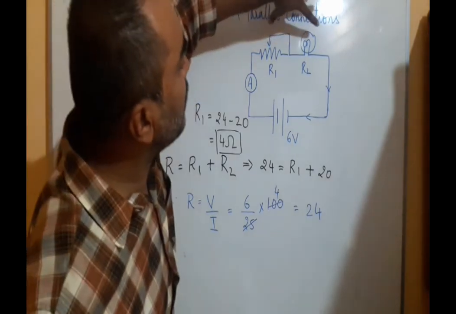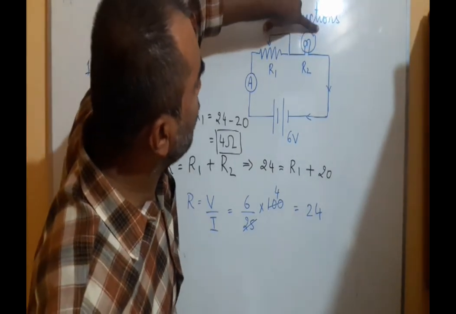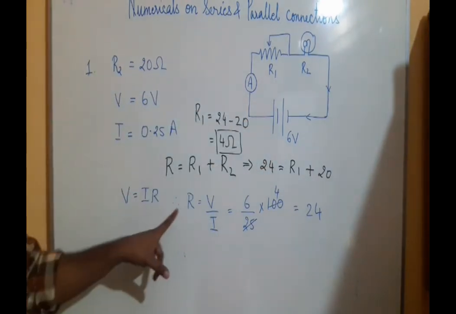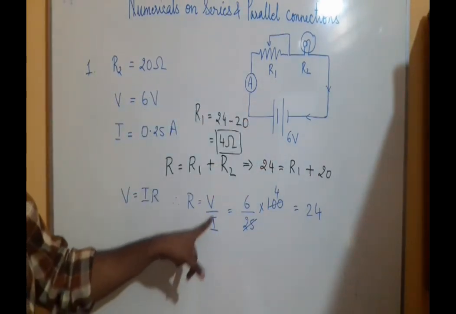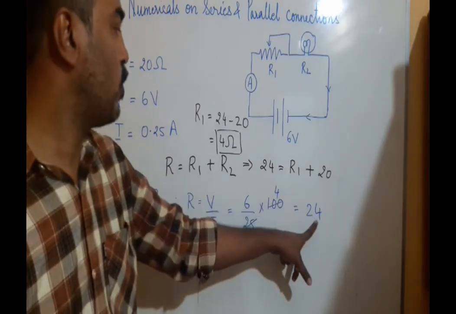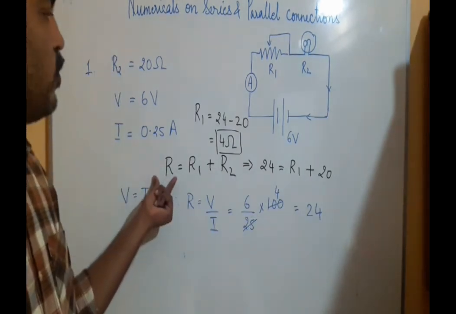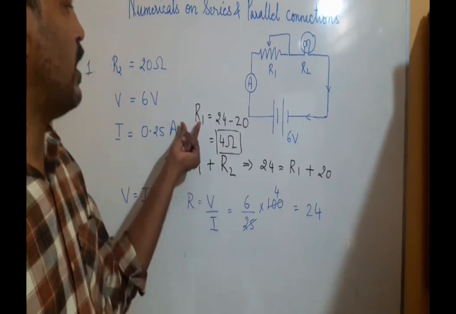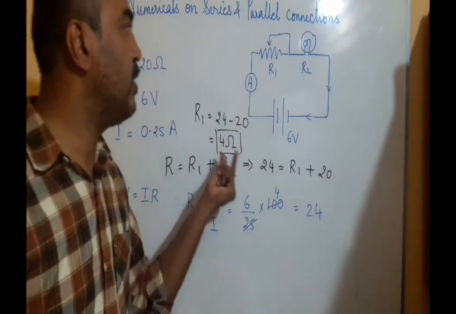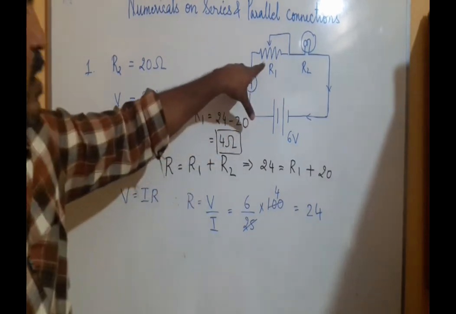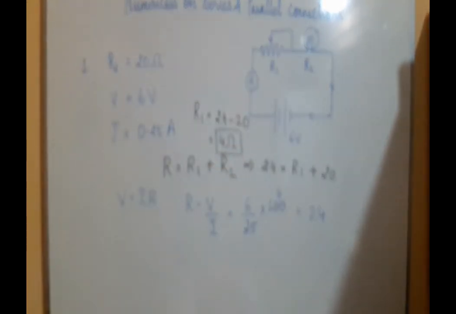If we take the equivalent resistance of both as R, then we know Ohm's law, V is equal to IR. So R equal to V upon I equal to 6 upon 25 into 100 gives us 24 ohm. So R is 24 ohm, R1 is unknown, R2 is 20 ohm. So R1 is 24 minus 20 equal to 4 ohm. So in this numerical, the unknown resistance R1 is 4 ohms.